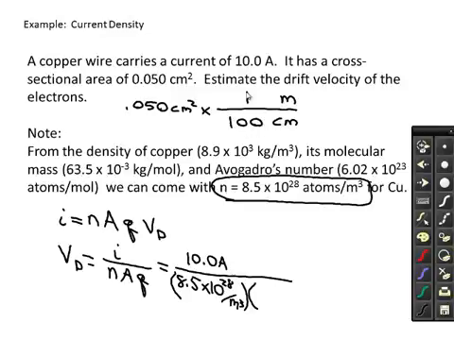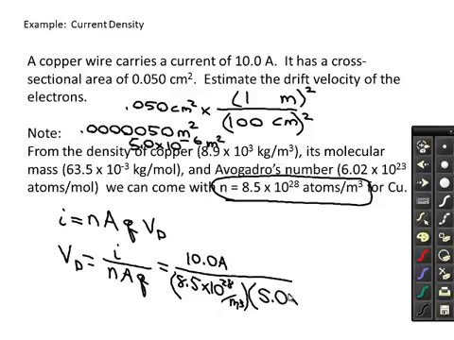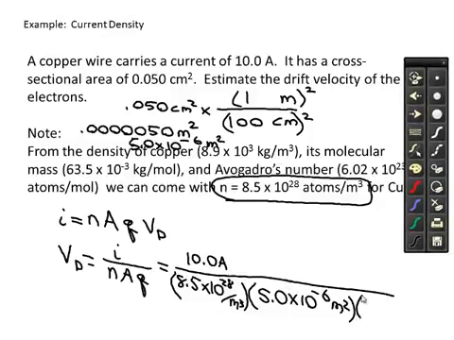There's 100 centimeters in a meter, but we're not changing centimeters to meters, we're changing centimeters squared to meters squared. So in other words, we need to divide by 10,000. So it's like 0.0000050 square meters, or we can just say 5.0 times 10 to the minus 6 square meters. So watch your units, please. And then Q, of course, is 1.602 times 10 to the negative 19 coulombs.